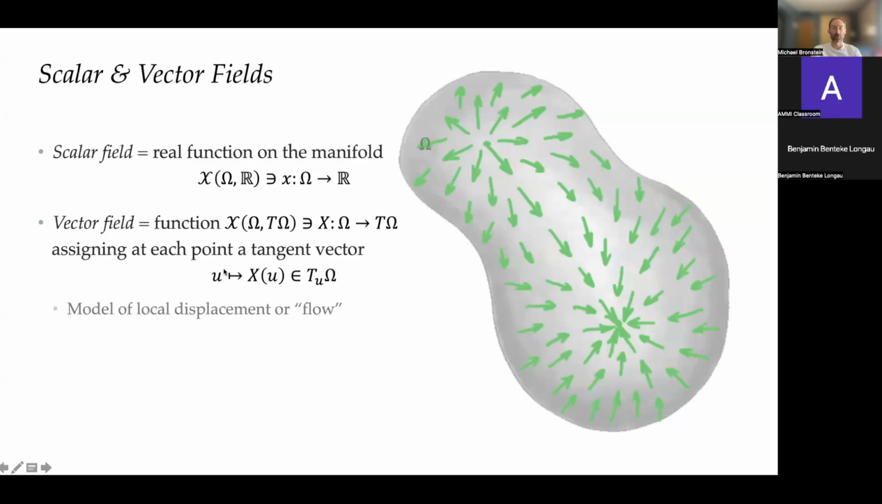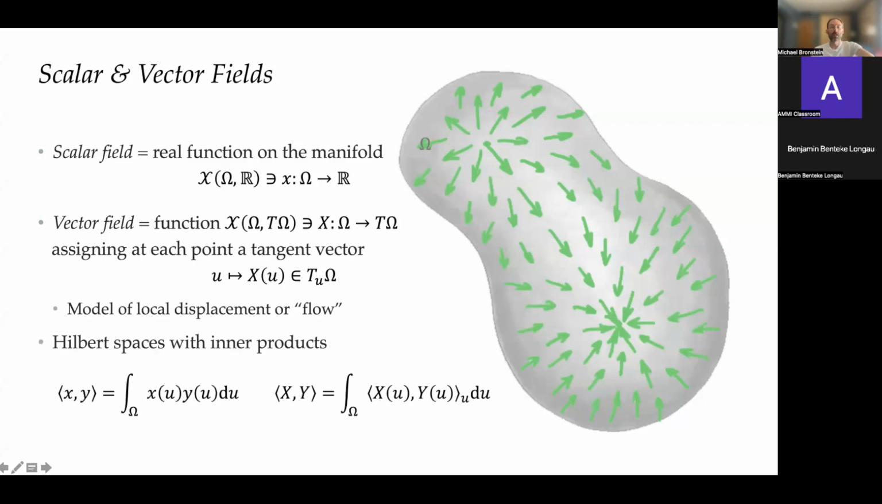Okay, so these are vector fields, and you can think of vector fields as a kind of local displacement or flow of things on the manifold, right? You can think of flow of particles, flow of temperature. Now we can equip these spaces with inner products, right? Again, these are not inner products like we've seen before on tangent vectors. These are inner products between functions, right?